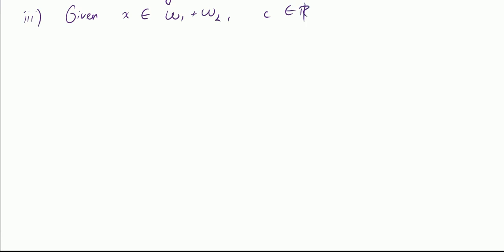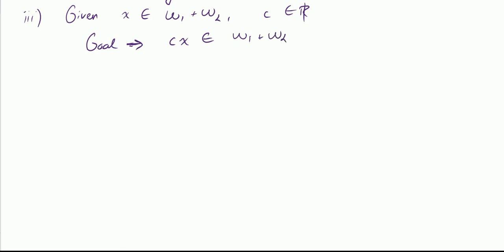And finally, the last part of my proof: given that x belongs to W1 plus W2 and c is a scalar, i.e. c belongs to the real numbers, my goal is to show that cx, so rescaling x by c, also belongs to W1 plus W2.